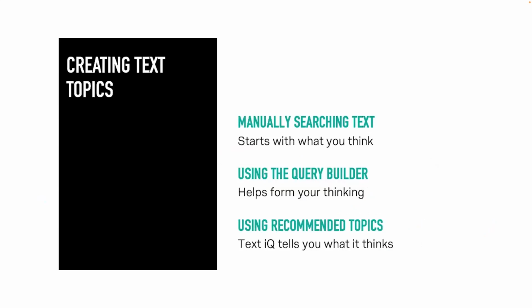So there are 3 ways to create these text topics. You can manually search text. This is where, when you first get into TextIQ, all your comments are going to be on the screen. You can start by just typing a word or phrase that you might expect to see in the data and see what comes up.